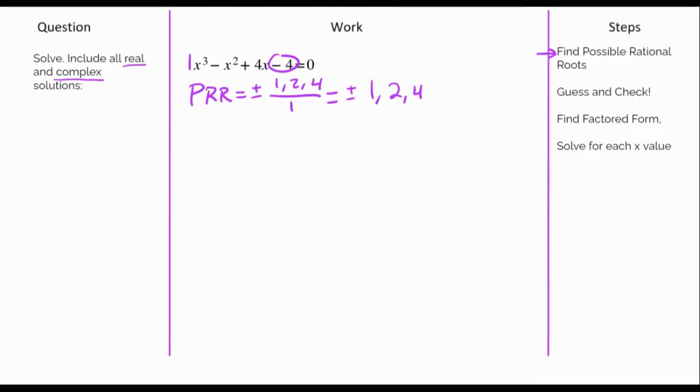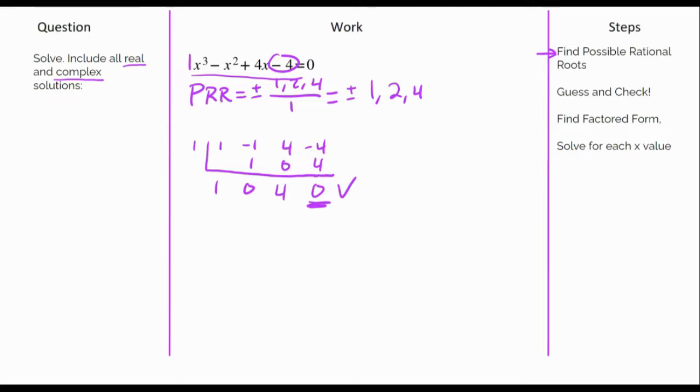So once we find those, I'm going to start plugging those numbers in using synthetic substitution. I can also call it synthetic division because we are going to factor this as well. But what I mean by that is I'm going to start with just positive 1 here and then plug in the coefficients here. So 1, negative 1, 4, and negative 4. Bring down the 1, multiply 1 times 1, add to get 0, multiply 1 times 0, add to get 4, multiply 1 times 4. And since I get this remainder, that's good.